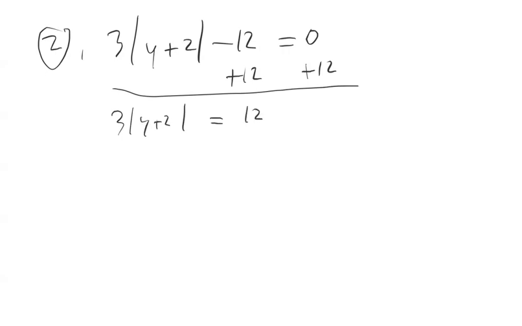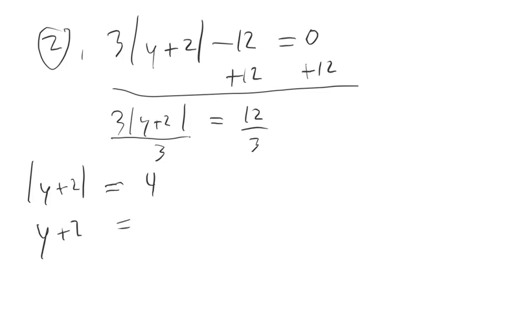Then we're going to divide by 3 on both sides, which cancels out that 3 on the left. And we will be left with absolute value of y plus 2 equals 4. And when you solve an absolute value equation, the quantity can only equal a positive number. If it equals a negative number, then there's no solution. So the way to solve it is you take away the absolute value signs, and then it could now equal a positive or a negative number. So it could equal a positive or a negative 4.